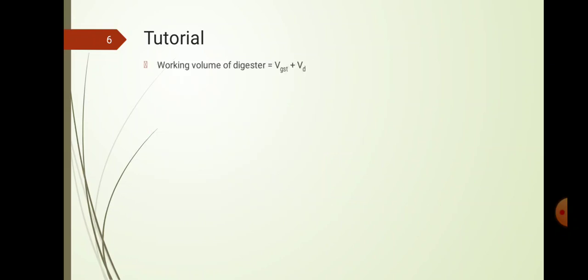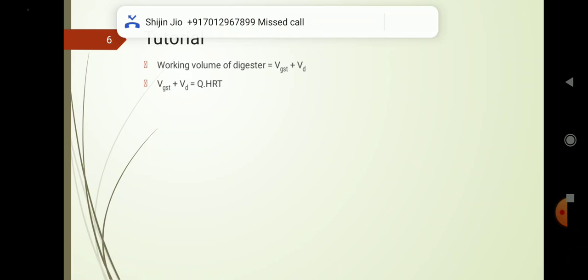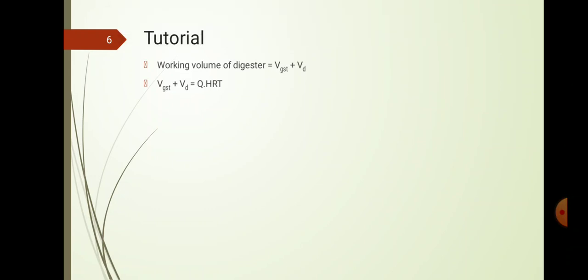Now we know first we have to start this using the working volume. The working volume of the digester is VGST plus VD, that is gas storage volume plus digester volume, and this is the important equation we have to use: VGST plus VD is equal to Q into HRT. So total working volume is equal to Q, the total discharge, into hydraulic retention time or residence time.